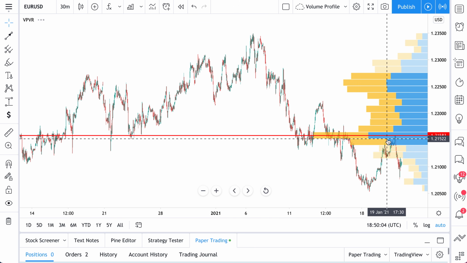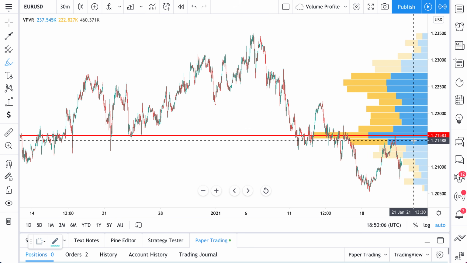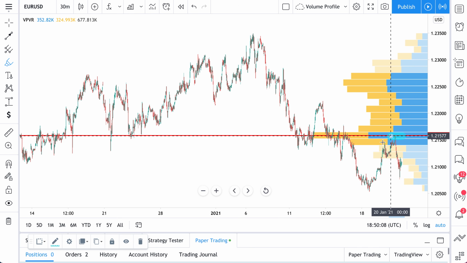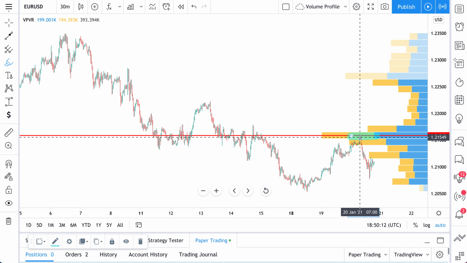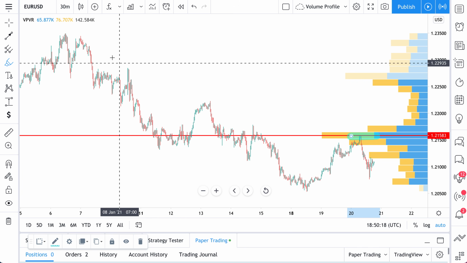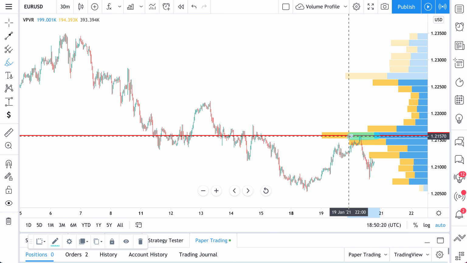And isn't this interesting, by the way? Look at this right here. Price at the time of this video seemed to hit this area and sell off. It hit this high volume area, this high volume node, and it's since dropped. This is a 30-minute chart of the Euro USD.